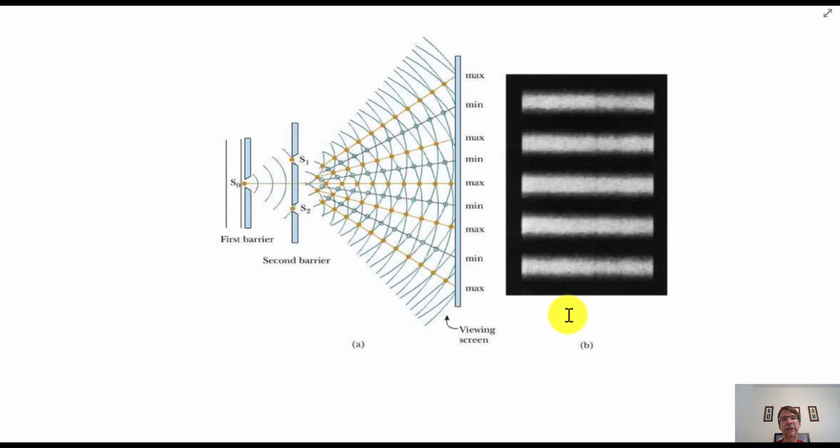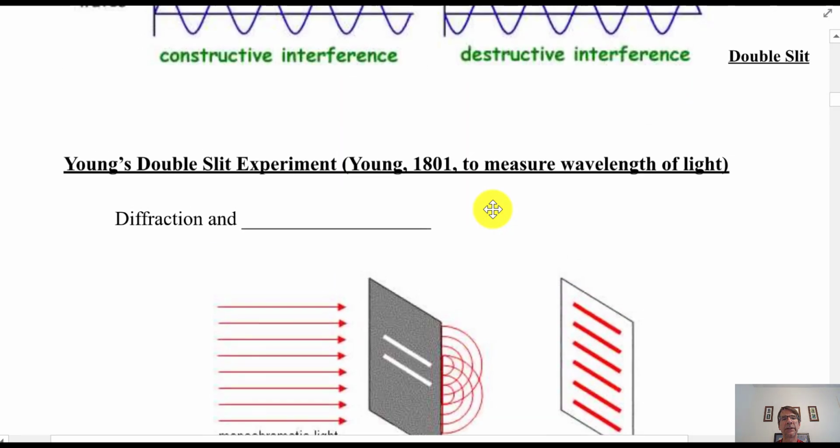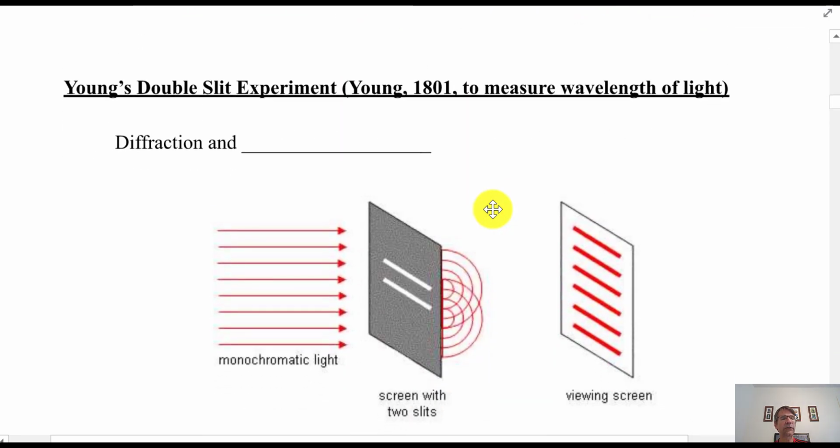So let me talk about that. Let me scroll back up here, if I can. All right, so usually it's in color. So here's the idea. What I just showed you is a famous experiment, Young's double slit experiment. He used this basically to measure the wavelength of light. It's based on the principles of diffraction and interference.